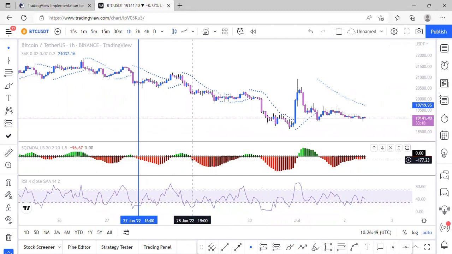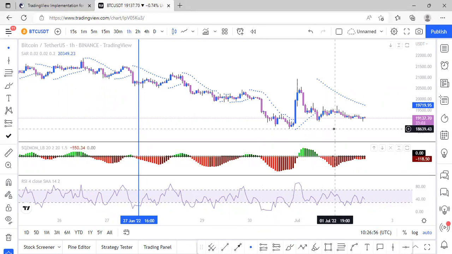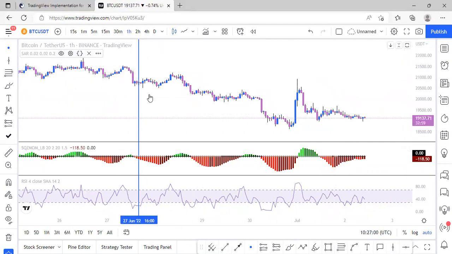Because we had a sell signal here, it was good. We had a sell signal here, it was good. We also have a sell signal at this point, and it's still going. All right, so let's just hide the parabolic SAR for a moment.